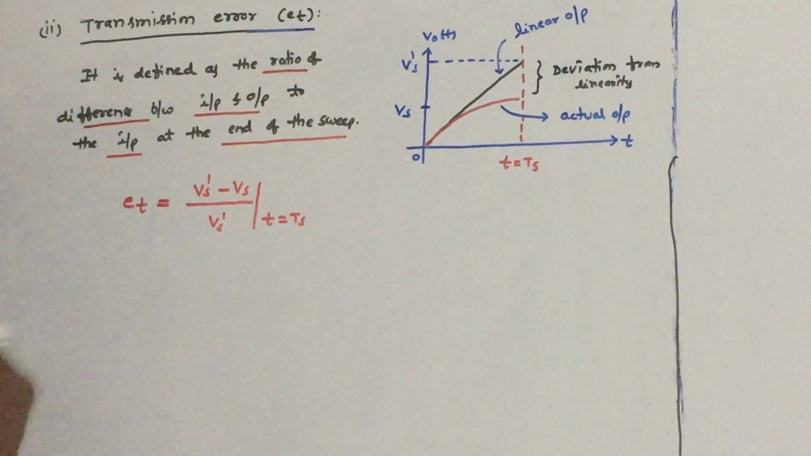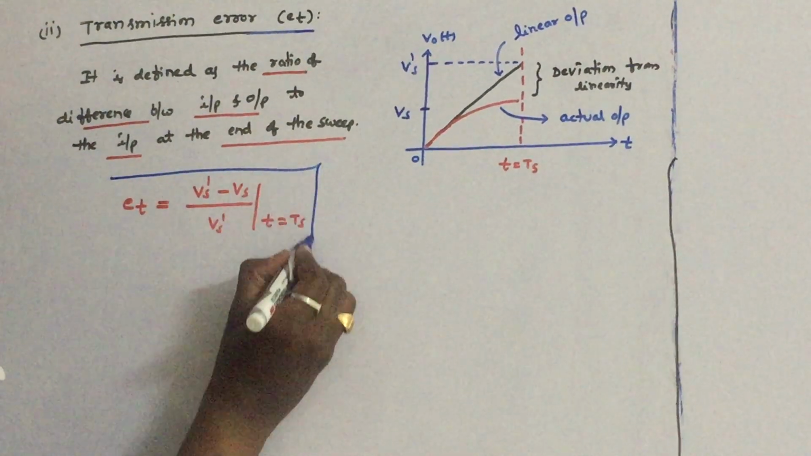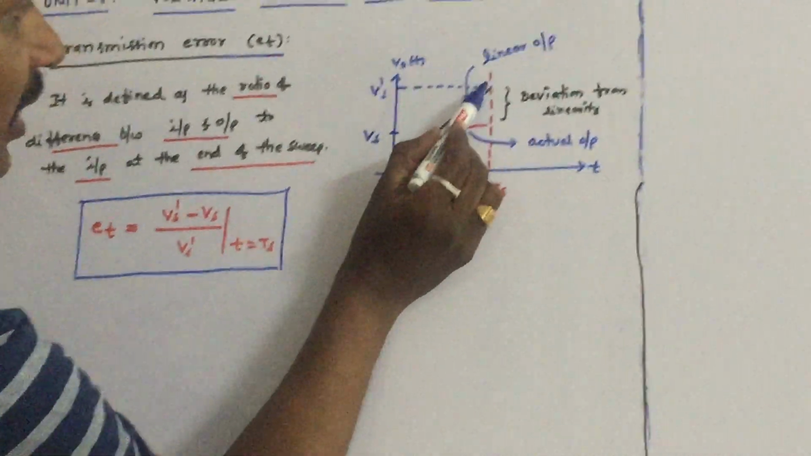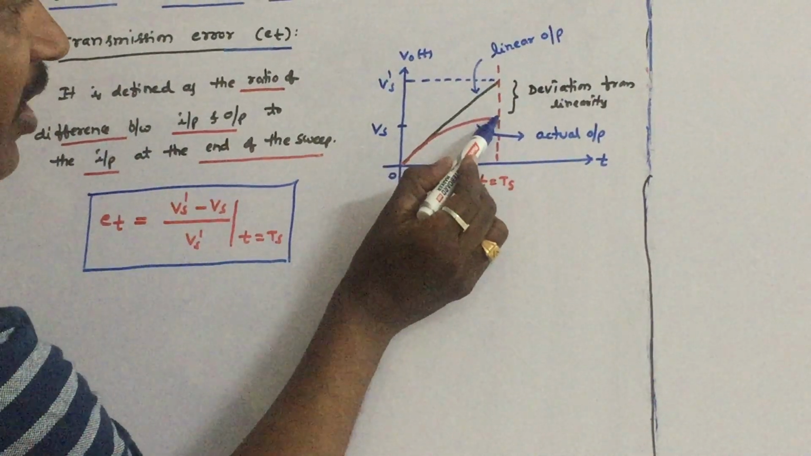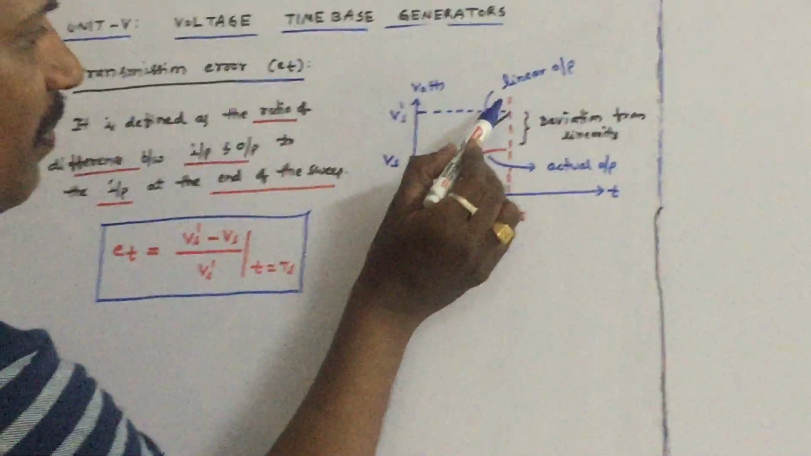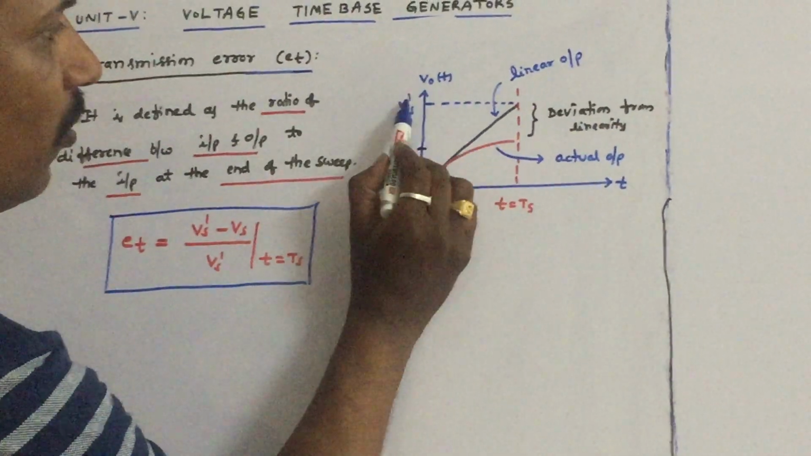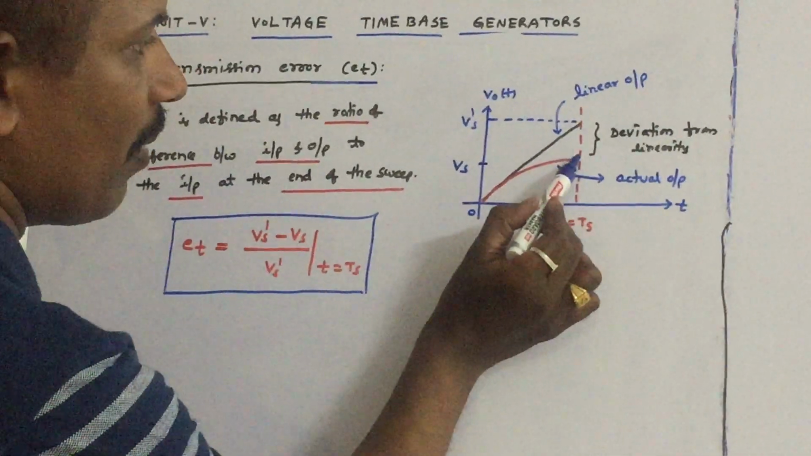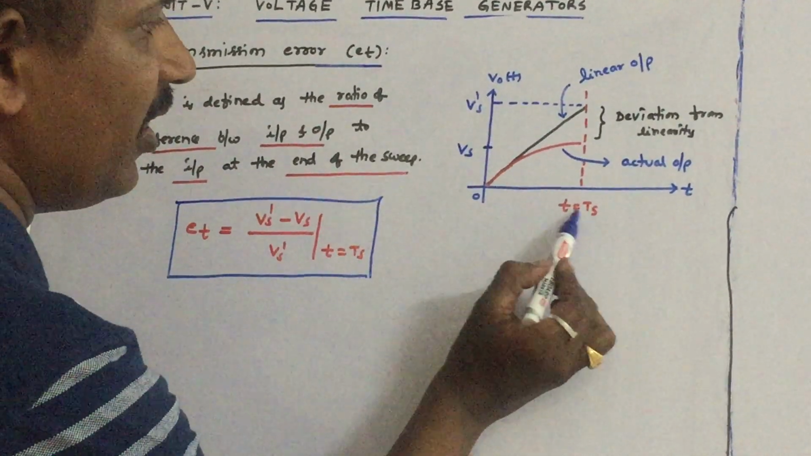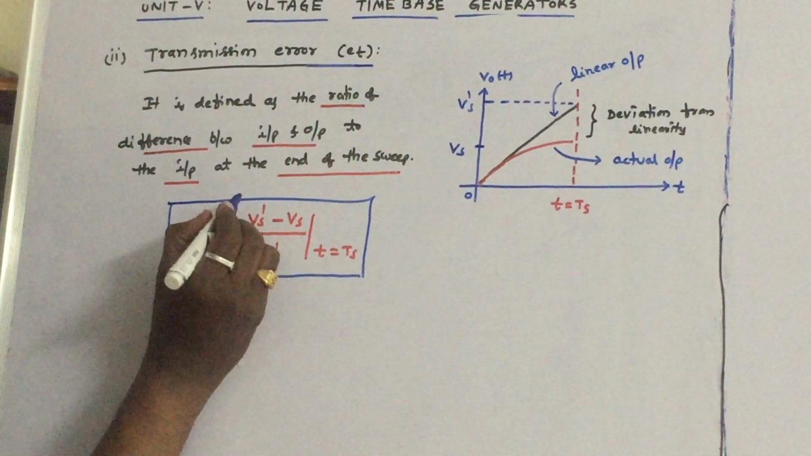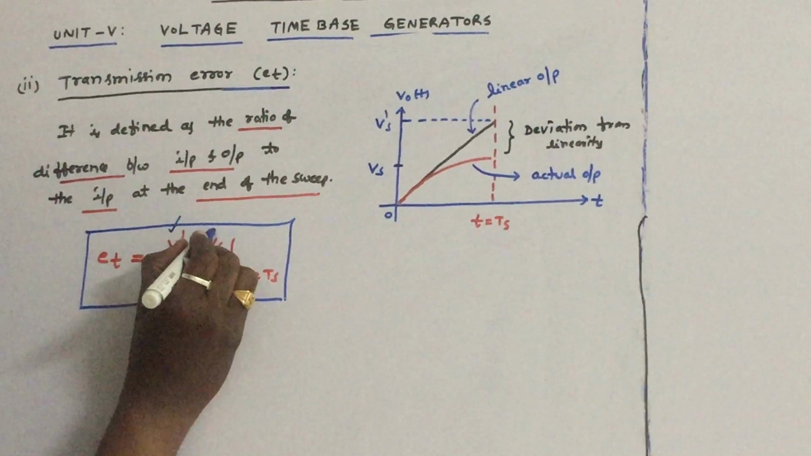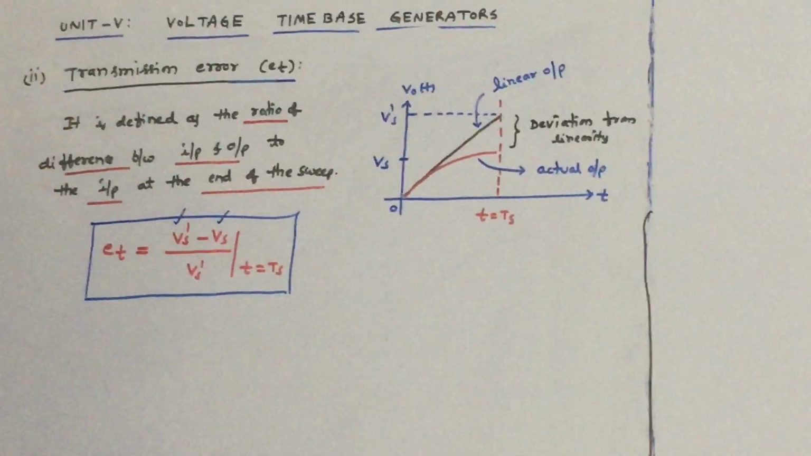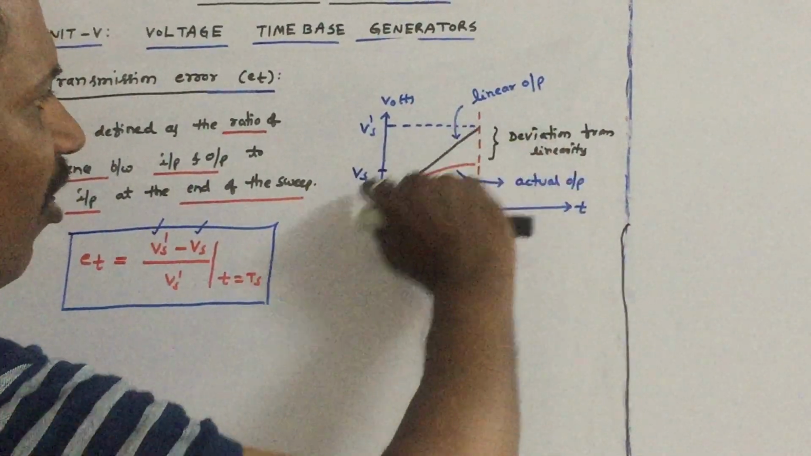Let us see from the graph, you can clearly understand this formula. So what is transmission error? Simple. It is defined as the difference between Vs dash and Vs to Vs dash. That means it is the difference between input and output to the input. So what is this deviation? Vs dash minus Vs by Vs dash at T is equal to Ts. We just calculate Vs dash and Vs and substitute in this formula, and you get the transmission error. For this purpose, first let us take the linear output equation.